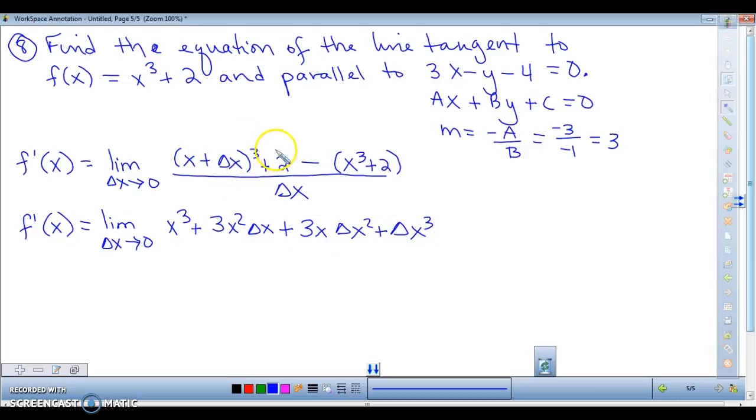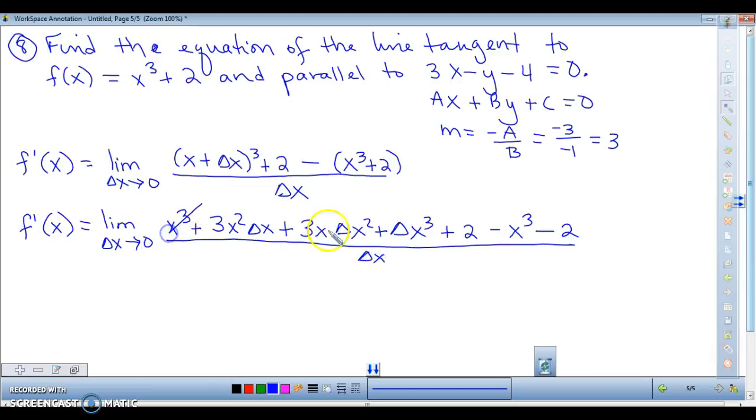After you expand it, do not forget to bring down that plus 2. Just wait for that little bit of circle of death right here to stop spinning. While it spins, I'll tell you, you're going to bring down that plus 2. You're also going to distribute that negative right there. Don't forget that. Okay, and then all of this is over delta x.